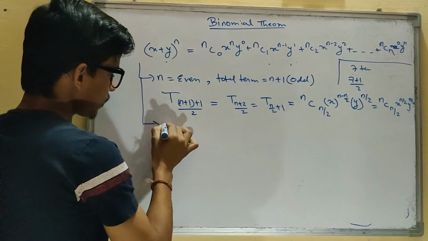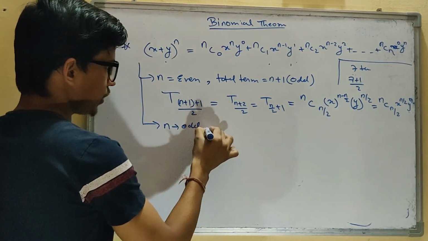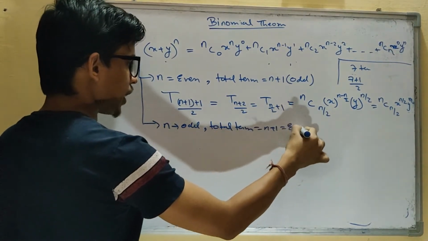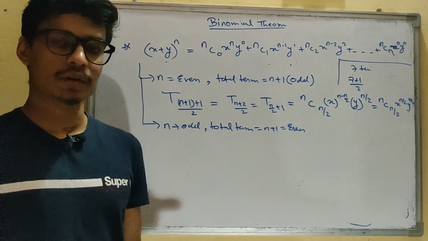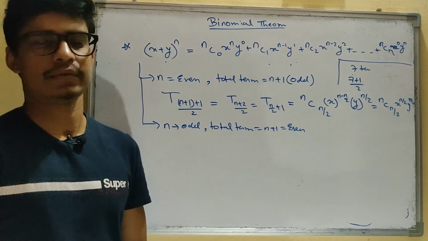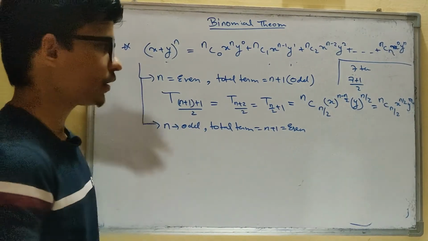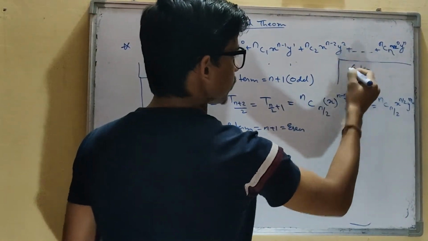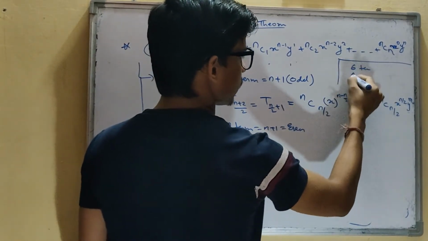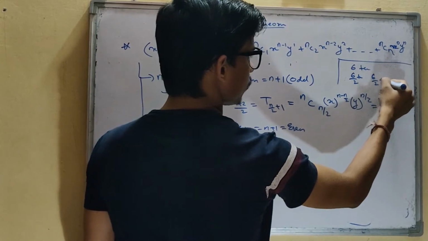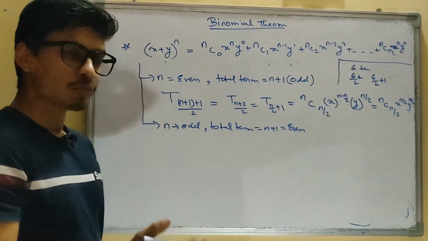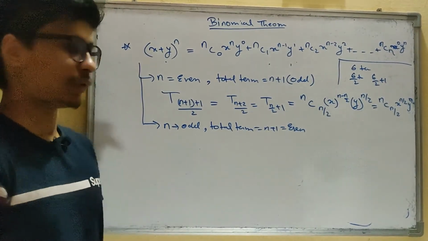But if n is odd, then the total number of terms is going to be n plus 1, which is even. And you know that if there exists an even number of terms, then there are two middle terms. Let's say there are 6 terms in total, then the middle terms are the 6 by 2th term and the 6 by 2 plus 1th term. So both these terms are the middle terms.